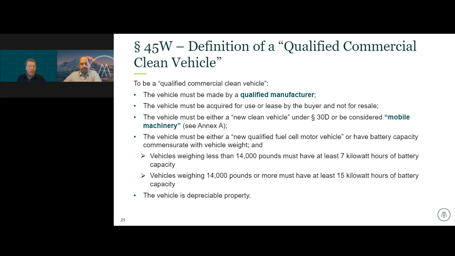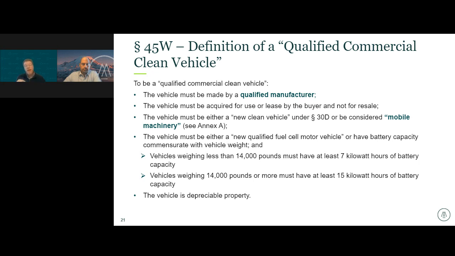That might then make you eligible for a credit that you hadn't necessarily considered before. And again, vehicles that weigh less than 14,000 pounds still have to have at least 7 kilowatt hours of battery capacity. So that's an important consideration.